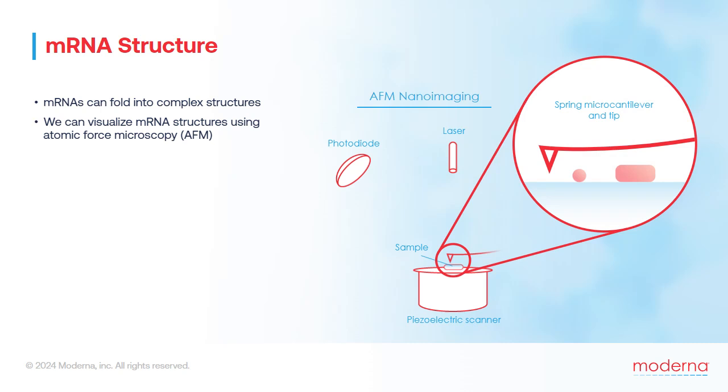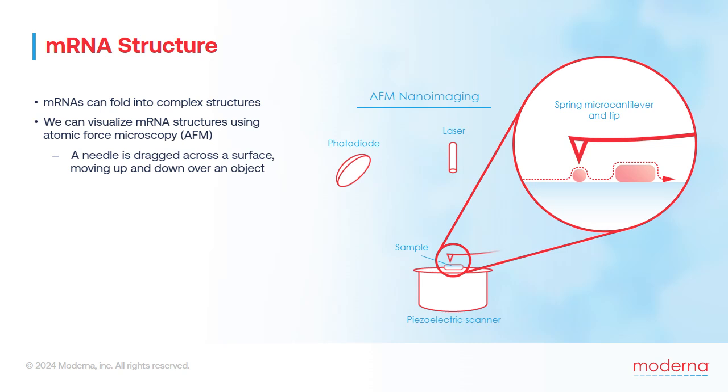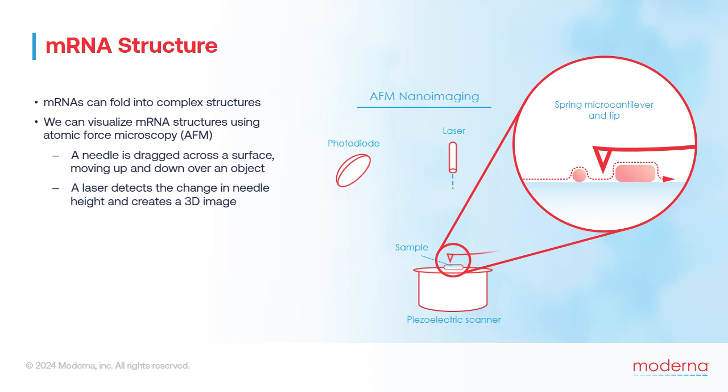The principle of AFM is really quite simple. It involves dragging a very, very fine needle across a surface on which is deposited the tiny object one wants to image. As the needle is dragged across the surface, it has to move first up and then down to get past the object. The different heights are then detected by a laser and recorded. With repeated passes, a three-dimensional image develops.